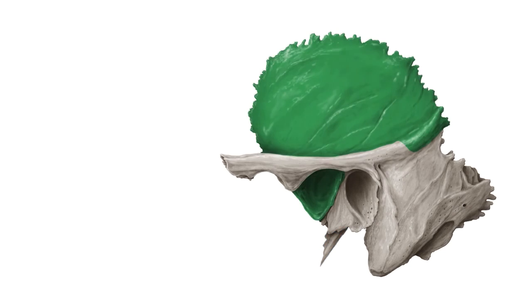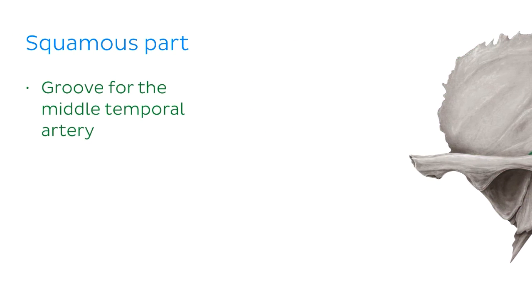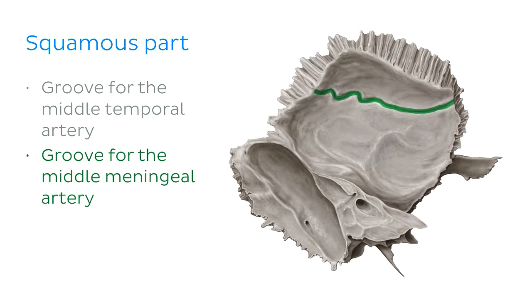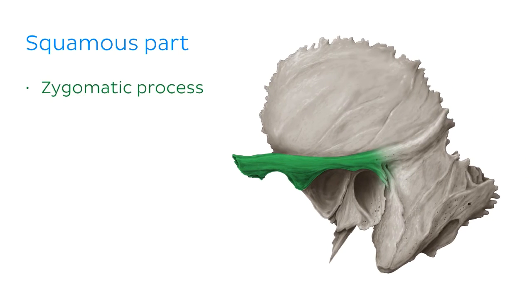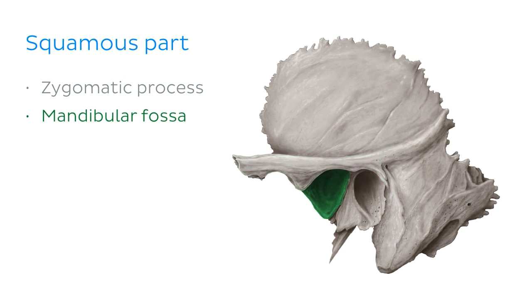On the squamous part, we looked at the groove for the middle temporal artery, located on the anterior surface, and the groove for the middle meningeal artery, located on the interior surface of the temporal bone. We then looked at the zygomatic process, which is this part in green, that juts anteriorly from the inferior aspect of the squamous part. Posterior-inferiorly to the zygomatic process, we looked at the mandibular fossa, which articulates with the mandible to form the temporomandibular joint.